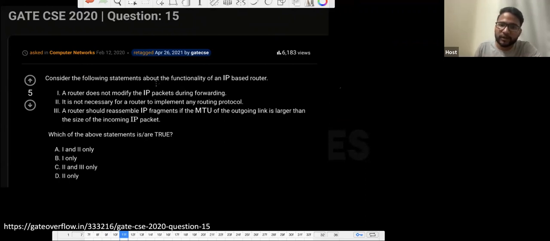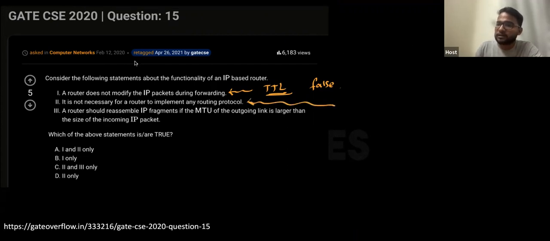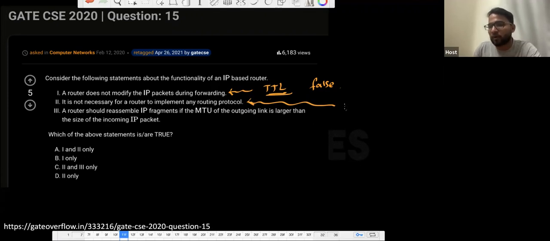Consider the following statements about the functionality of an IP-based router. A router does not modify IP packets during forwarding. Tell me, at least it modifies the TTL, right? So that's why this is false. It is not necessary for a router to implement any routing protocol. This means you do not need DVR or anything. Yes, that is true because it can always use flooding.